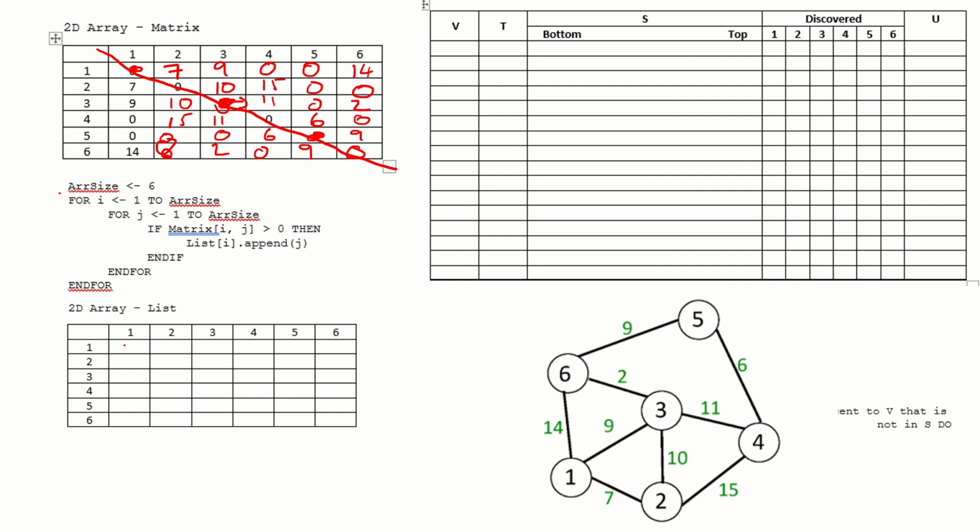But what we've got is 1 is adjacent to 2 and 3 and 6. 2 is adjacent to 1 and 3 and 4. 3 is adjacent to 1, 2, 4 and 6. 4 is adjacent to 2, 3 and 5. 5 is adjacent to 4 and 6. 6 is adjacent to 1 and 3 and 5. There we go. So what do we do with that?